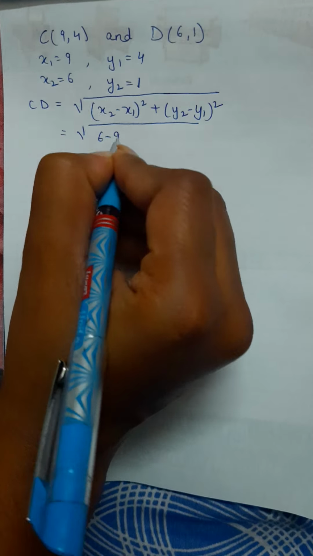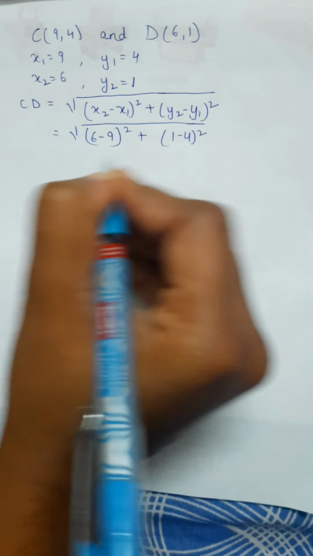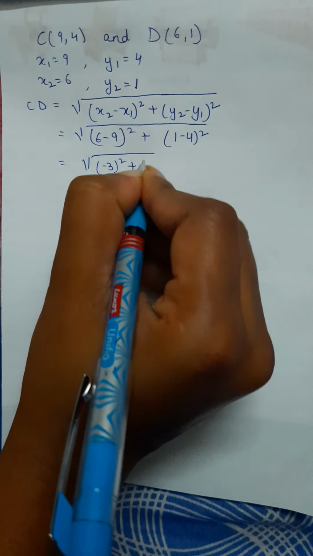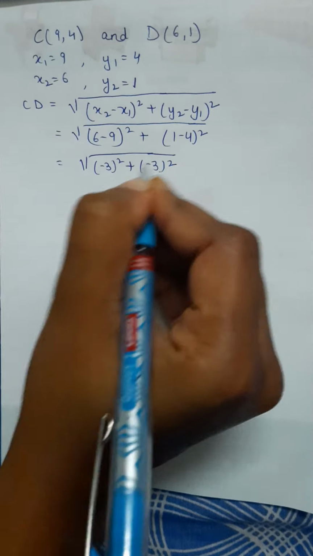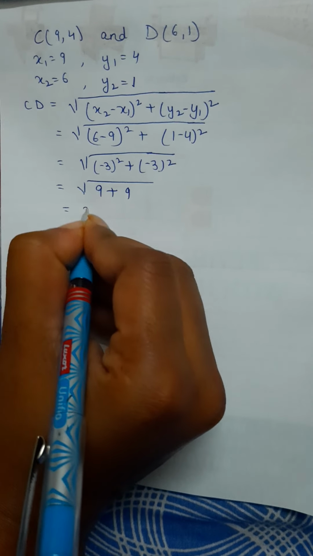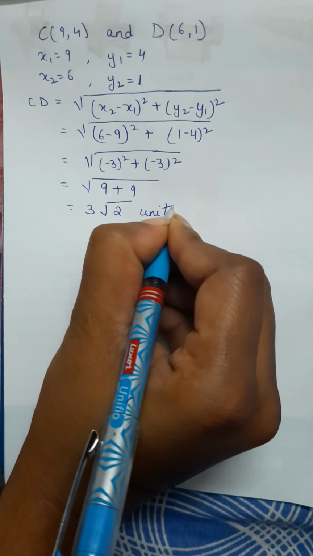So this is (6 minus 9) whole square plus (1 minus 4) whole square, which is equal to (minus 3) whole square plus (minus 3) whole square, which is equal to 9 plus 9. This is equal to 3 root 2 units. So these are the 3 sides.